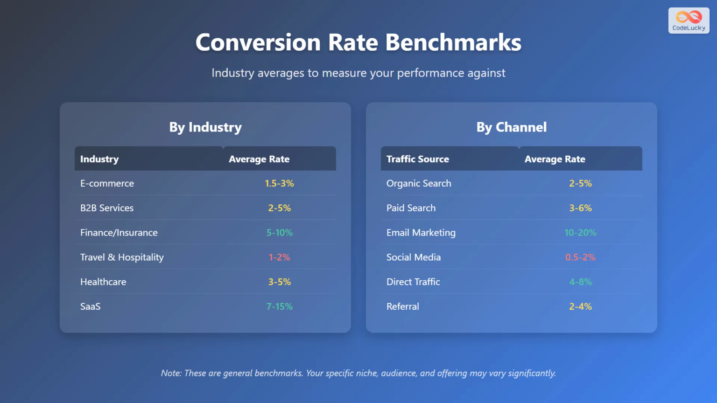For travel and hospitality, it's 1 to 2%. For healthcare, it's 3 to 5%. And for software as a service, it's 7 to 15%.